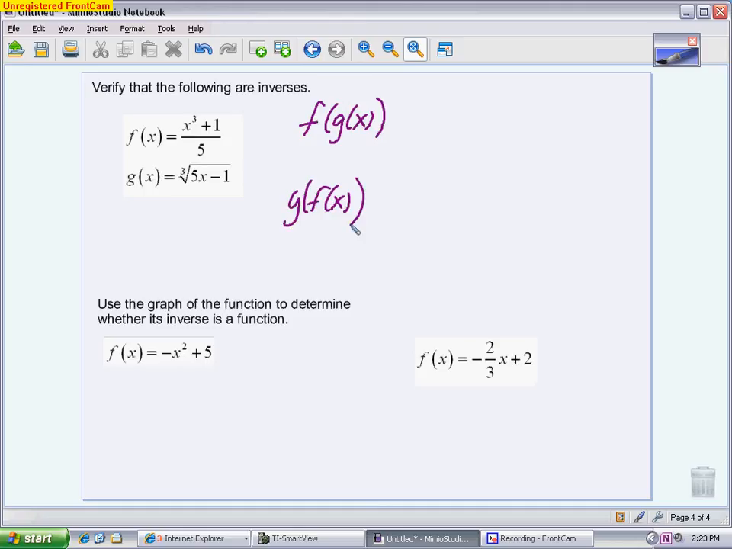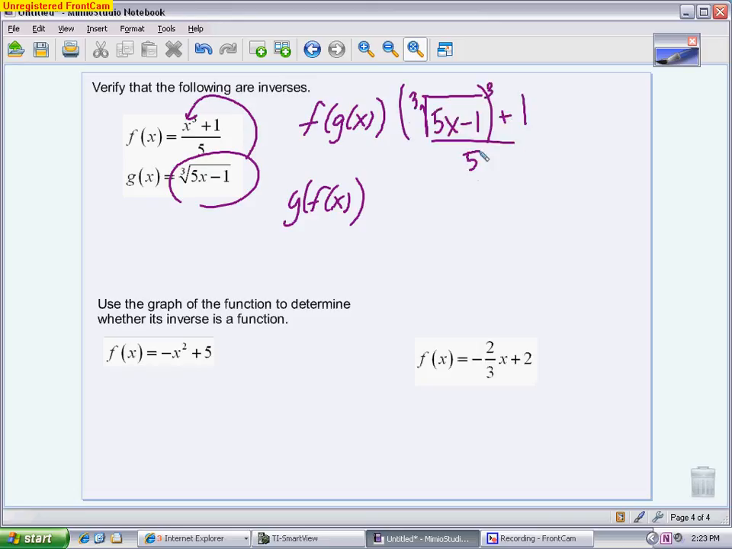So I'm going to start with f of g of x, so that means take the g function and put it into the f function. So it's going to look like this. You're going to have the cube root of 5x minus 1, cubed, plus 1, over 5. So the cube and the cube root will cancel. And a lot of times here you're just going to have a lot of slashing going on. So you have 5x minus 1 plus 1 over 5. Now the minus 1 and the plus 1 cancel. And then finally you have 5x over 5. The 5's will cancel. And you end up with x, which is exactly what should happen if they were indeed inverses. You should have everything canceling with the exception of a single x left over.